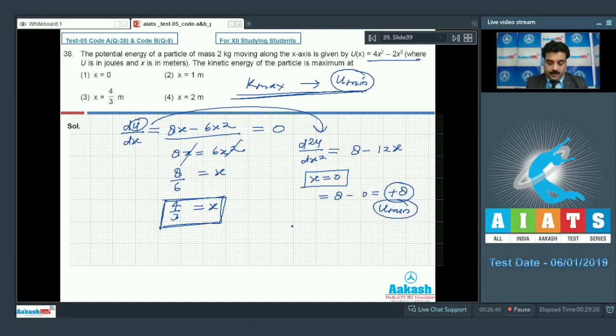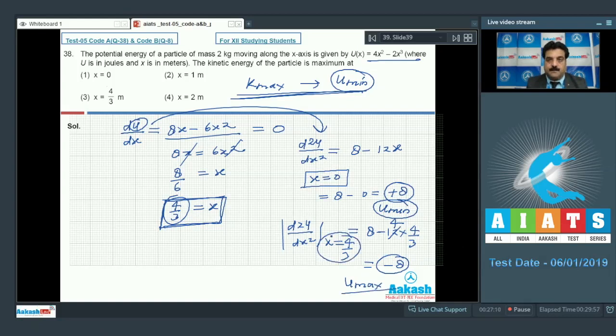Now, for your satisfaction, if I go to x equal to 4 by 3, I am going to place the value 8 minus 12 into 4 by 3. 3 fours are 12. So that will give you minus 8. This minus sign will indicate potential energy will be maximum if you use 4 by 3.